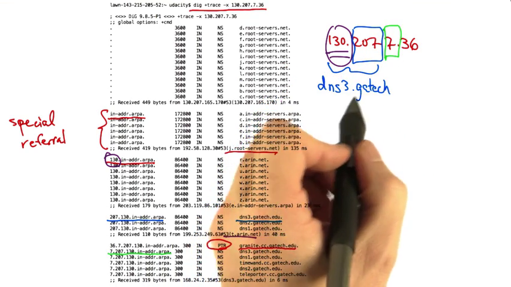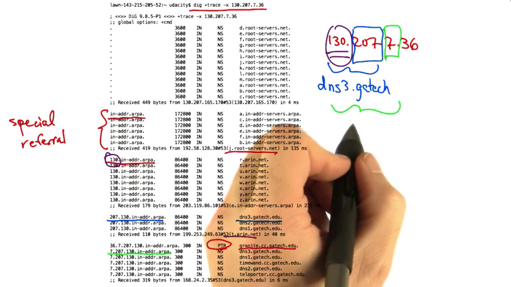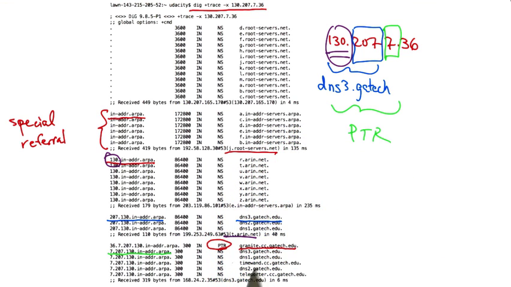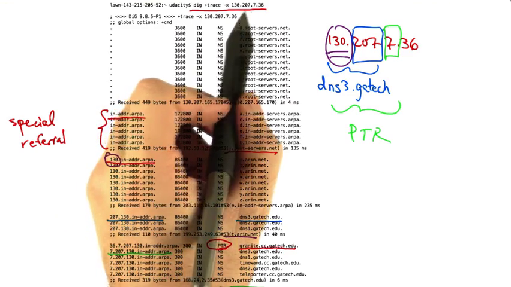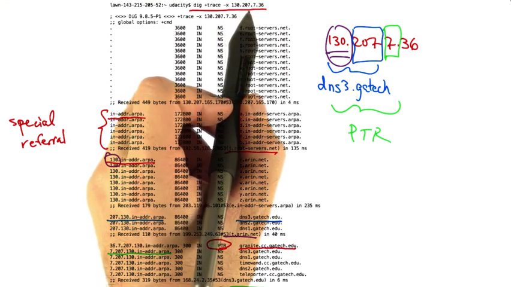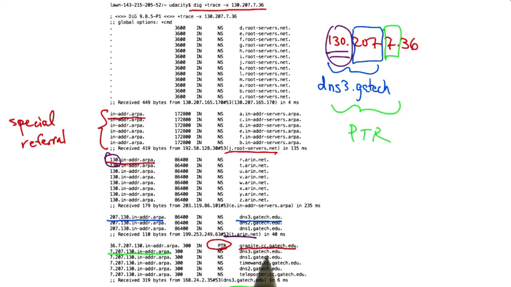Next, we issue a query for the next part of the octet, 7.207.130.in-addr.arpa, corresponding to the first three octets. And now we actually get the PTR because dns3.gotek.edu knows the reverse mapping between 130.207.7.36 and the name for that IP address.